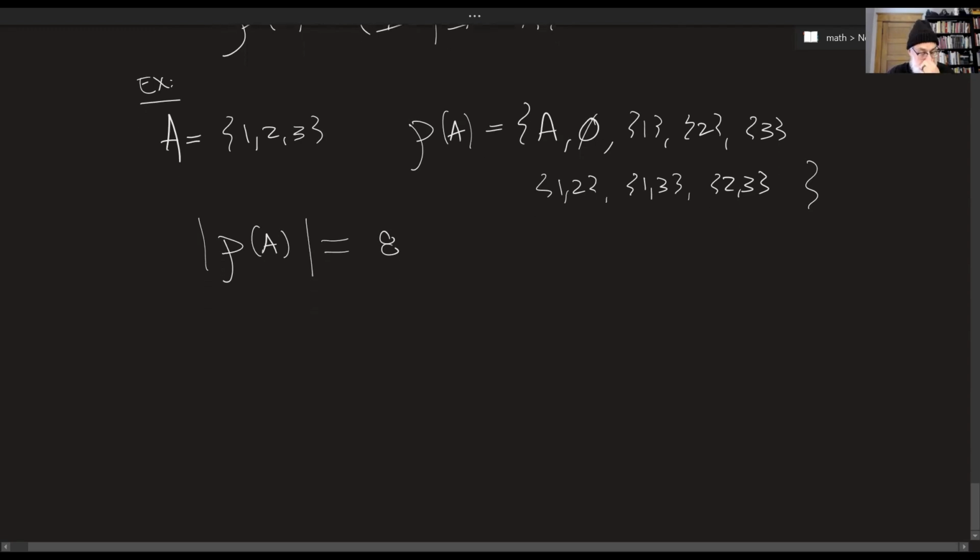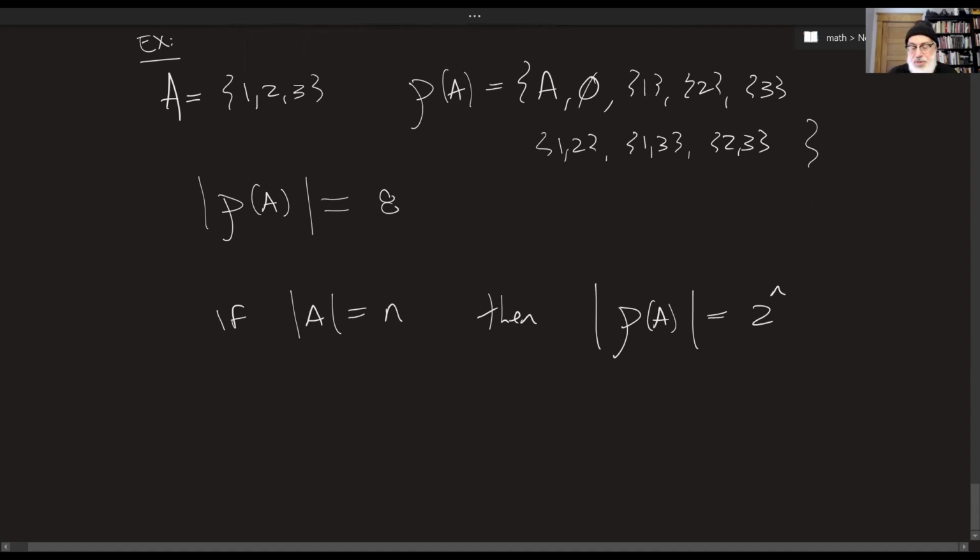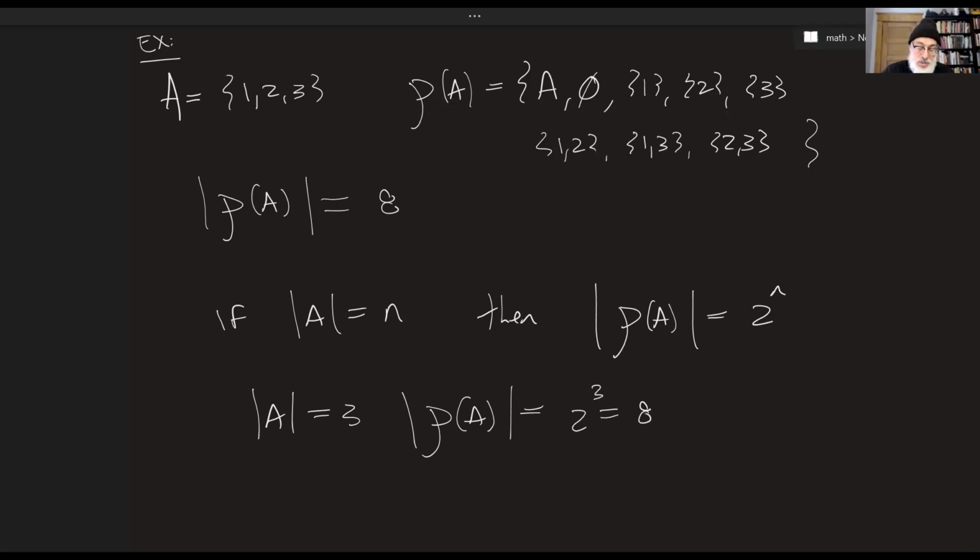So this is a handy little rule. If the cardinality of A is n, meaning A has n things in it, then the cardinality of the power set of A will be equal to 2 raised to the n. So in our example, A had 3 things in it, and so the cardinality of the power set of A is 2 to the 3, which is 8. That's how we knew that we were done when we collected all those sets. This is handy.